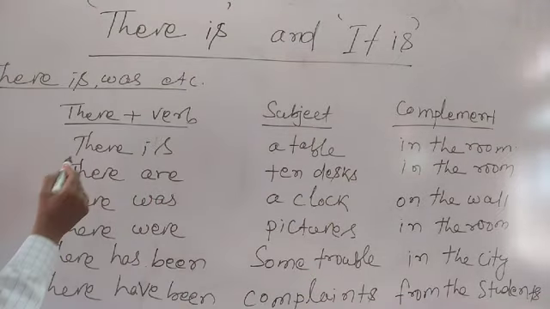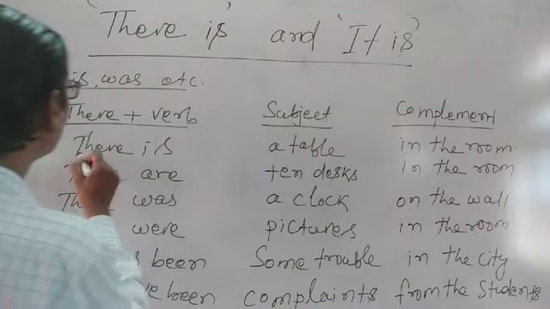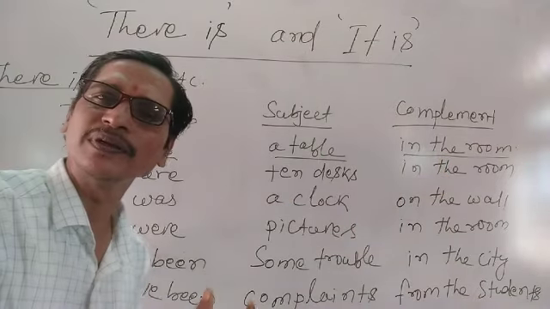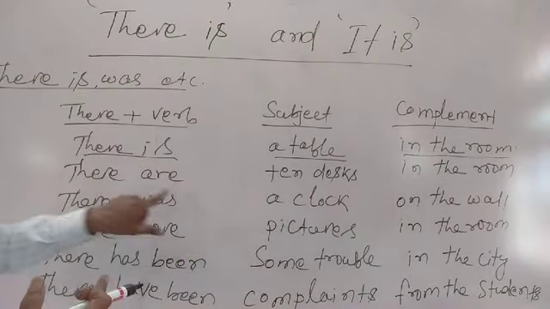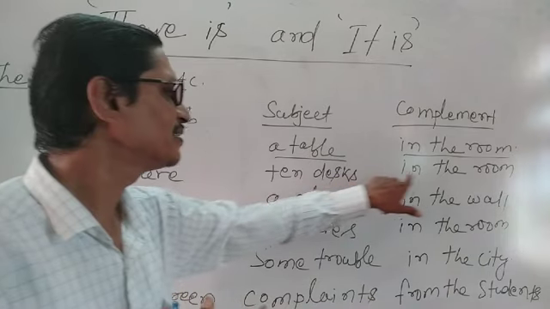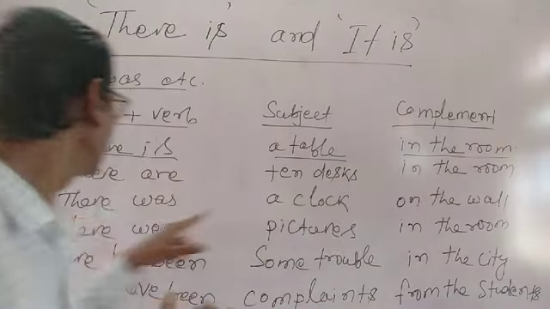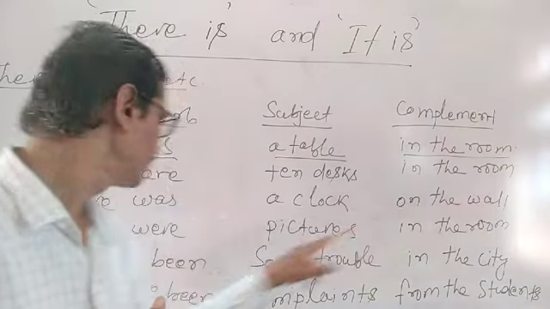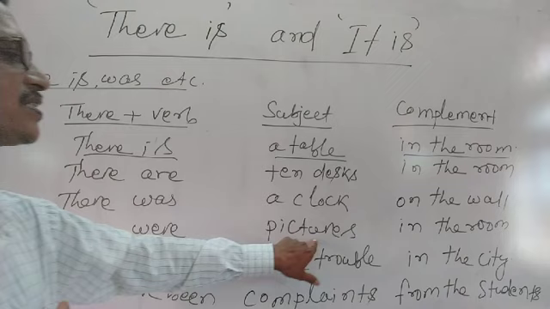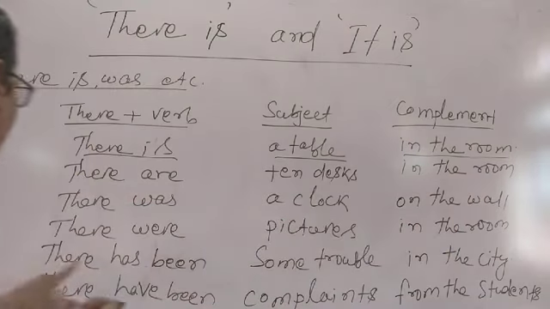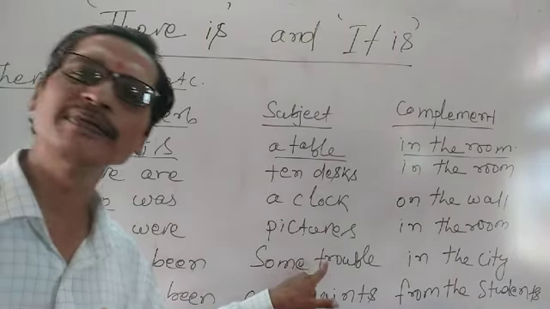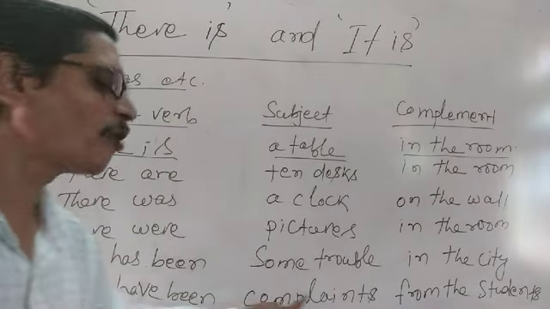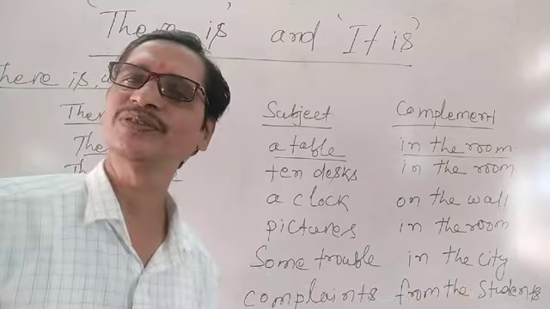Here we have seen: there is a table in the room. There are 10 desks in the room. There was a clock on the wall. There were pictures in the room. There has been some trouble in the city. There have been complaints from the students.